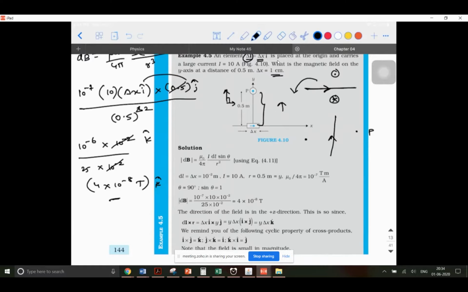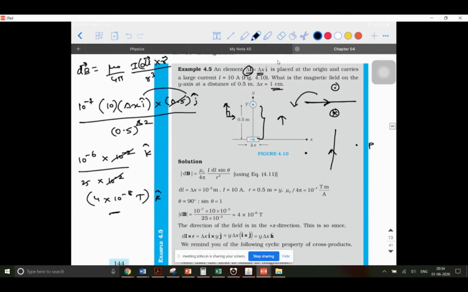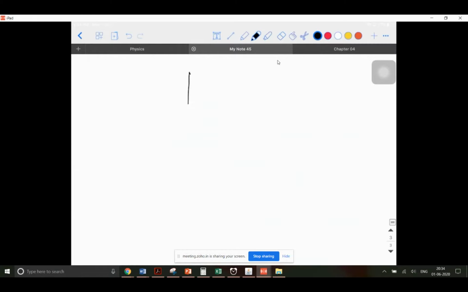Sir, could you explain that right hand rule part again, about it being on the right and the left? So you want me to say how to find it without using the right hand? No, sir, using the right hand only. Okay, okay. See, if I have a conductor, you're able to see the conductor, right?